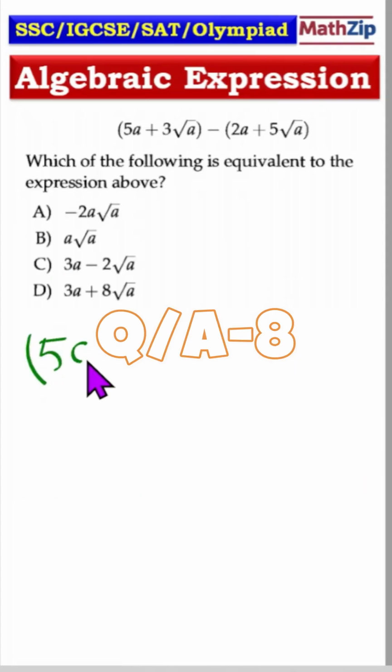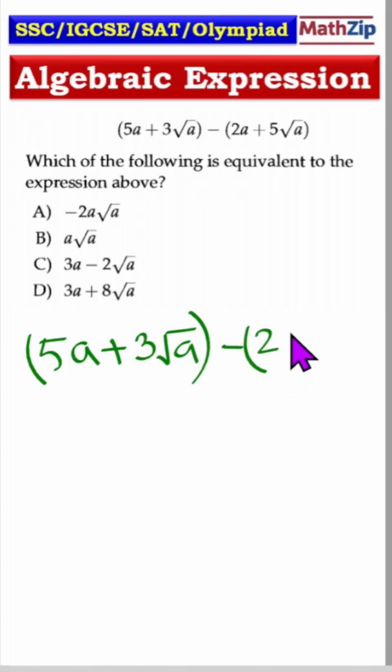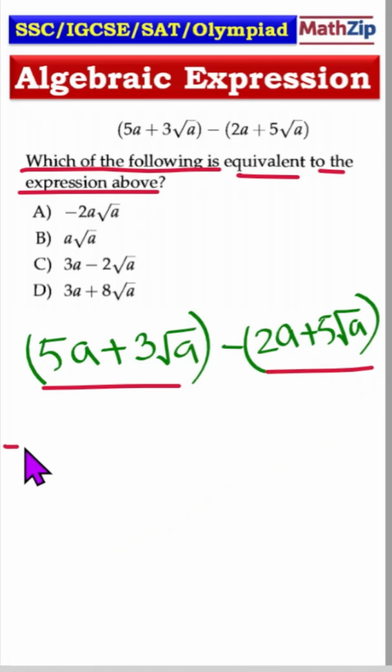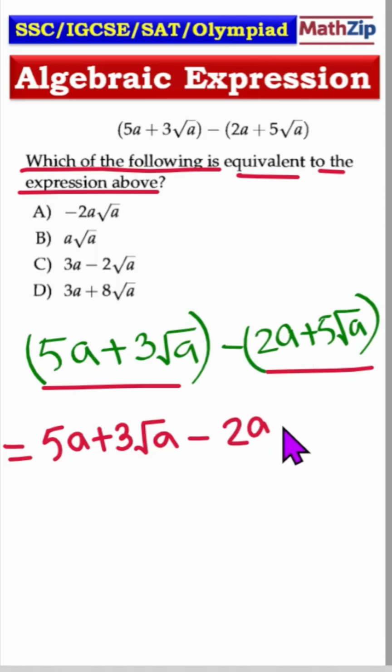Thank you. 5a plus 3 root a, minus 2a plus 5 root a. Which of the following is equivalent to the expression above? So here are two expressions, we will subtract one from the other. So first 5a plus 3 root a minus, the sign will be changed inside the bracket. So here is minus 2a, plus and minus, once we multiply it will be minus 5 root a.